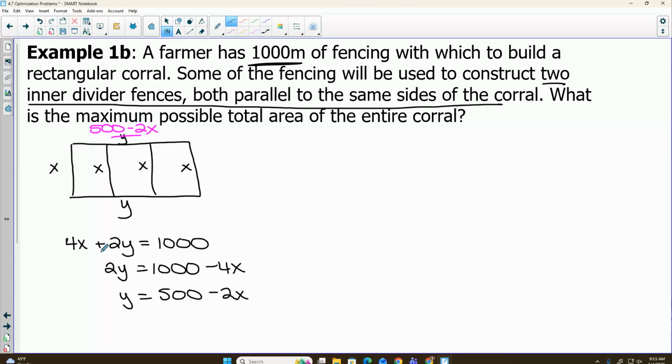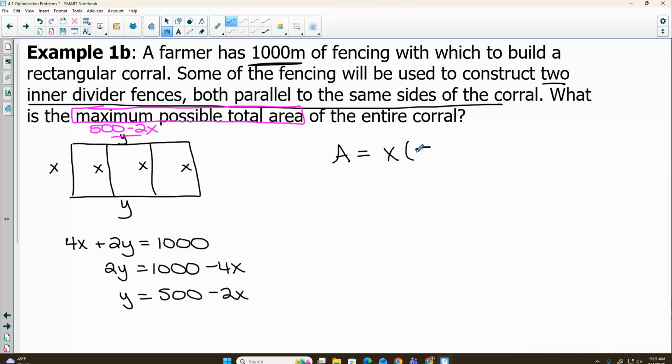All right. So we set it up, we found our unknown, we put everything in terms of that unknown, so we don't have multiples. Now what do? Derivative of what? I'm trying to find maximum area, so we need an area equation first. Do these inner divider fences change my area? No, it's just length times width.